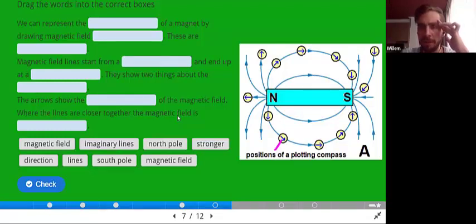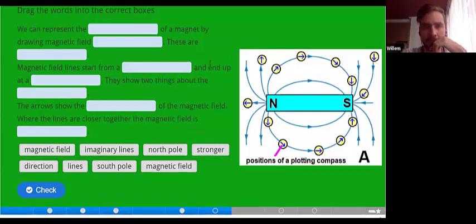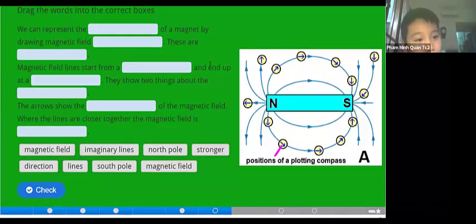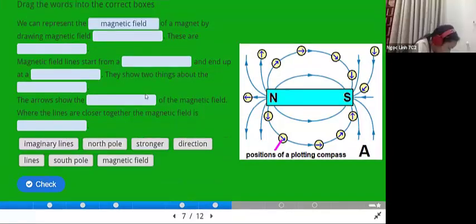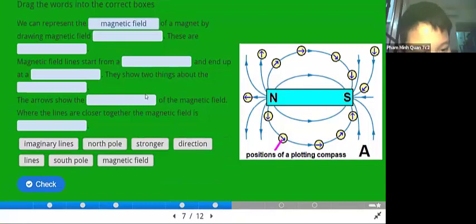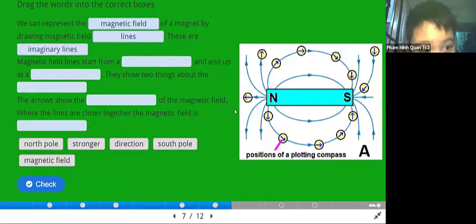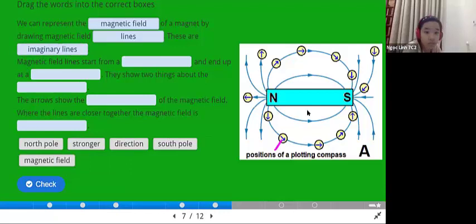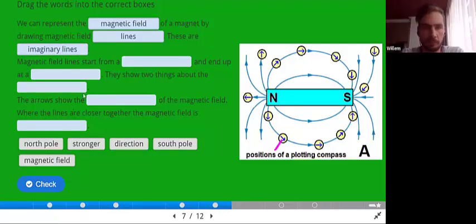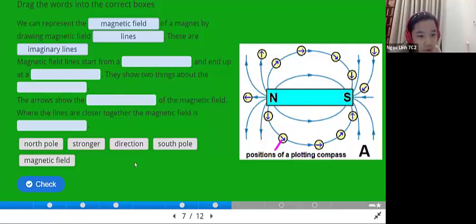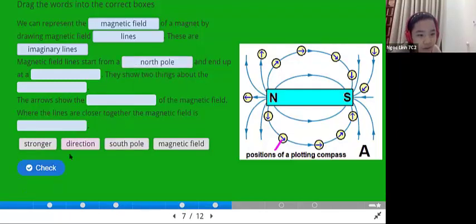Ming Quan, can you read the first sentence, please? We can represent the magnetic field of a magnet by drawing magnetic field lines. These are imaginary. Okay. Now, Lin, can you read the next one for me, please? Magnetic field lines start from a North Pole and end up at the South Pole.